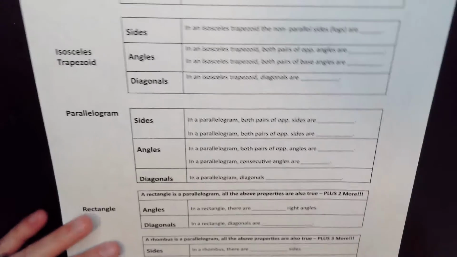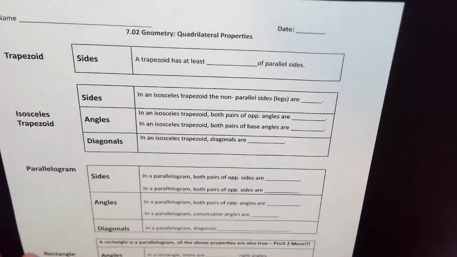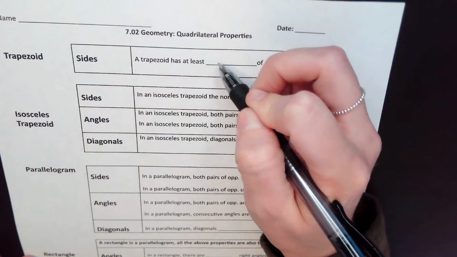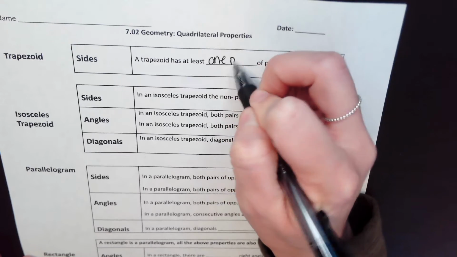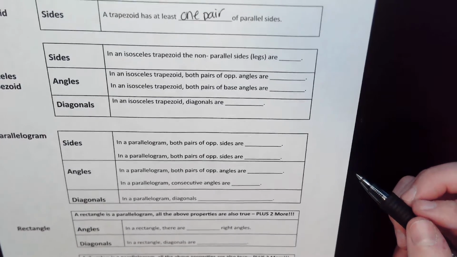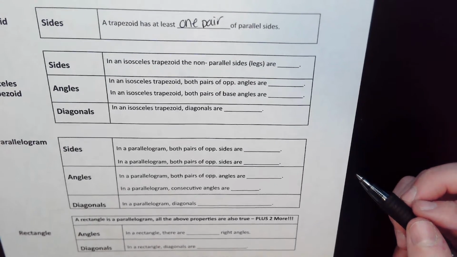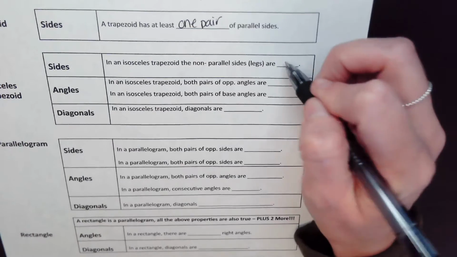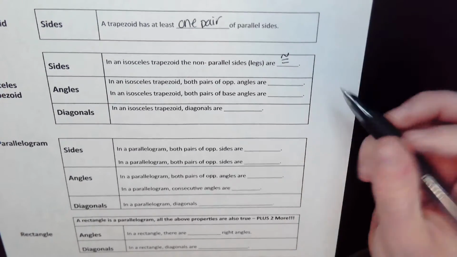All right, so now let's just look a little bit more specifically at all of those properties. So first, let's talk about your trapezoid. A trapezoid has at least one pair of parallel sides. For an isosceles trapezoid, you've got the non-parallel sides, which we call the legs. Those are going to be congruent to each other.